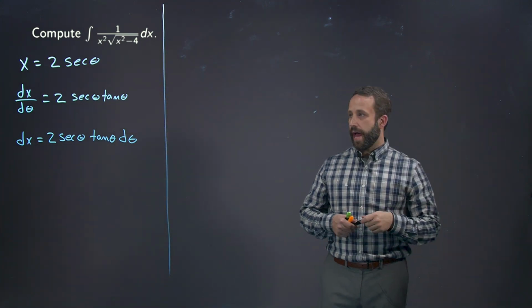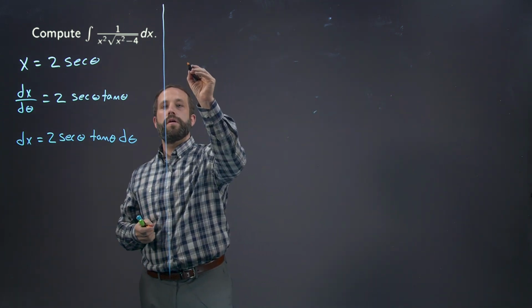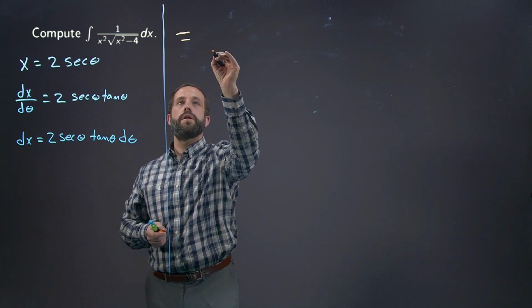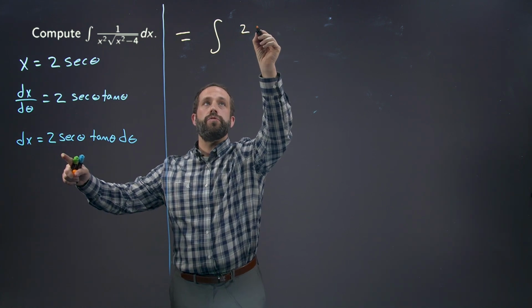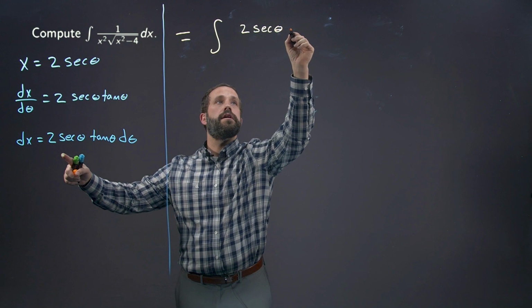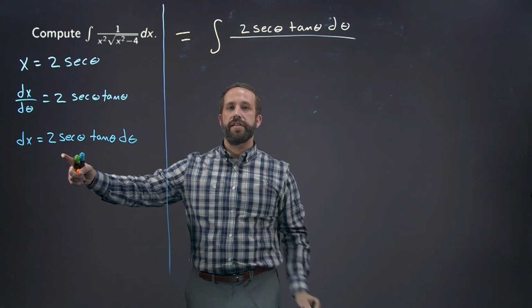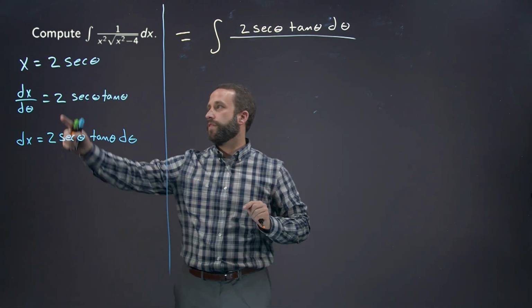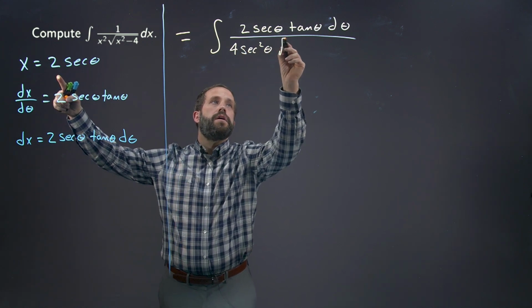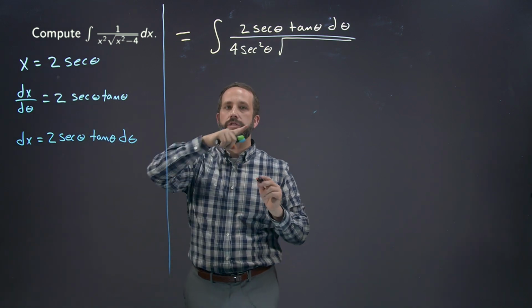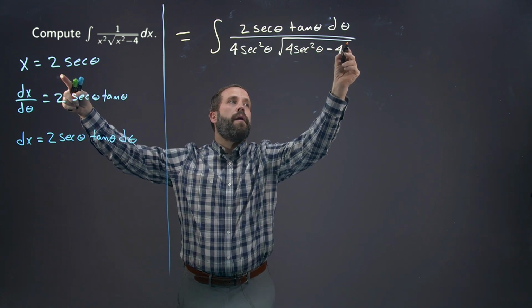Okay, so now I can go on ahead and start making my substitutions and replacements in this integral. So I'm going to have my dx, so dx is 2 secant theta tan theta d theta. And I'm just going to take this one step at a time. In the denominator, I've got x squared, so this is 4 secant squared theta times the square root of x squared minus 4. So this is 4 secant squared theta minus 4.